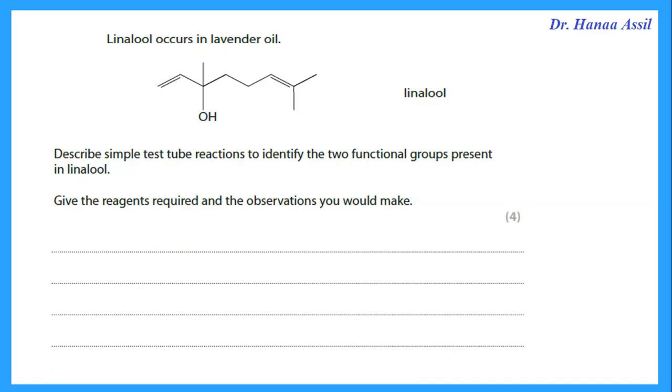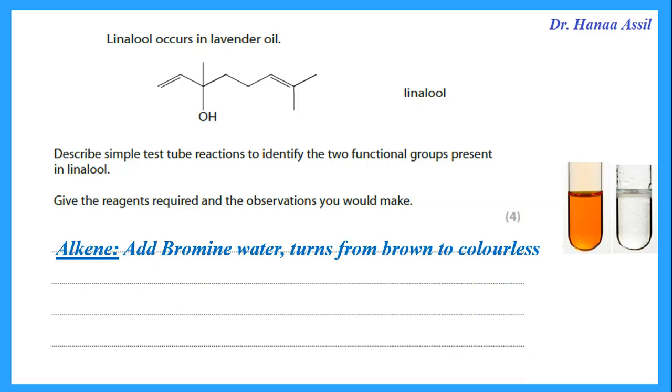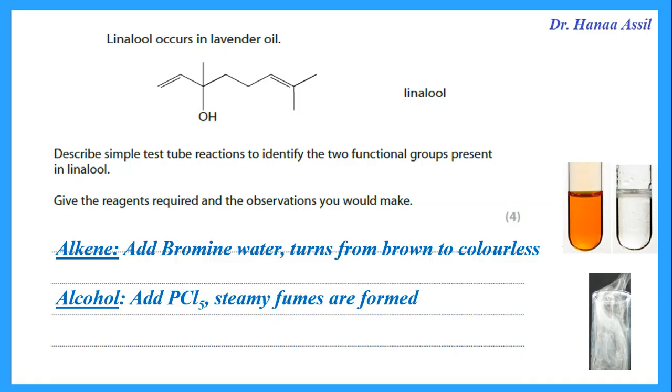So, which reagents would identify these? Remember the alkene, we add bromine water, it turns from brown to colorless or orange to colorless. What about the test for the OH? Well, I could use potassium dichromate normally for primary or secondary alcohols that would react, but for alcohols in general, primary, secondary, or tertiary, we use the PCl5, which gives steamy fumes with any alcohol, whether it's primary, secondary, or tertiary.